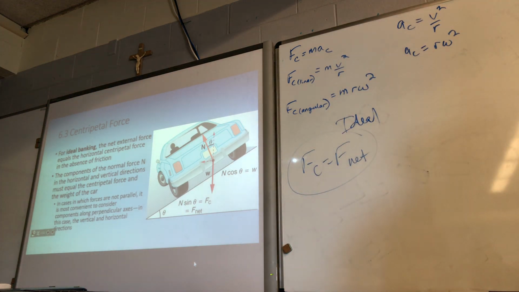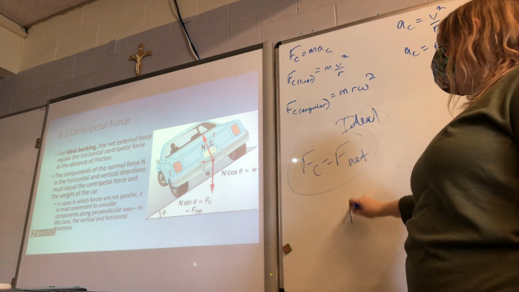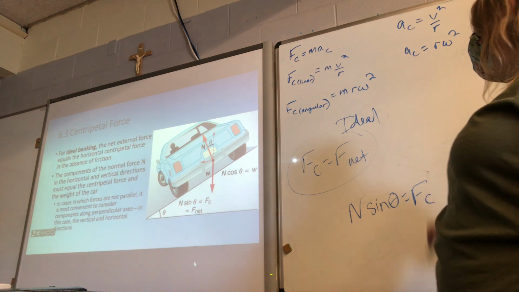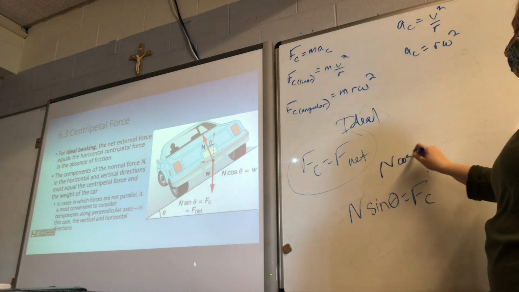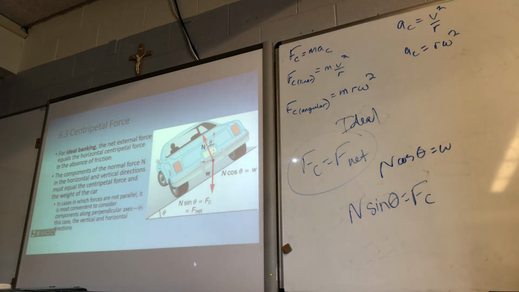Call this an ideal banked curve. When this is the case, this will equal FC, and this will equal W. So this is for ideal banking.